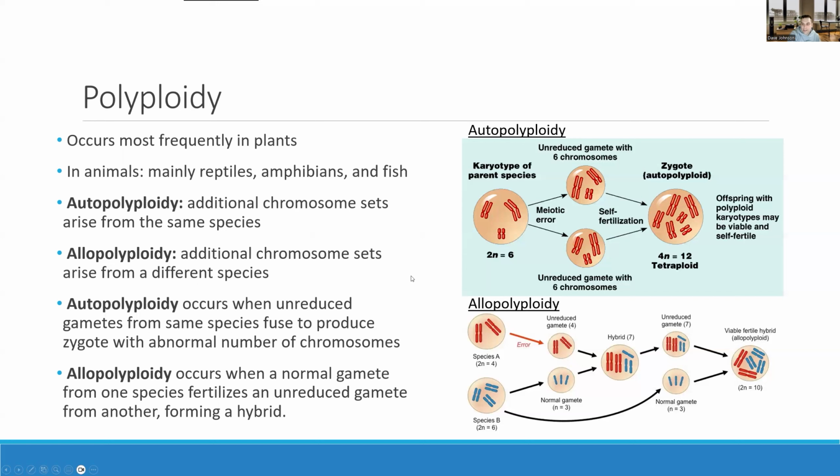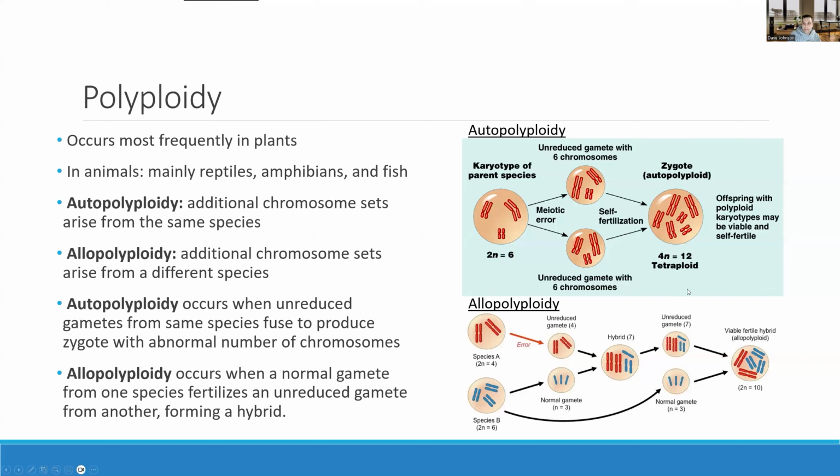So let's take a look at what this looks like. So here we have species A. Its diploid number is 4. So it has 2 pairs of chromosomes for a total of 4. Species B has a diploid number of 6. So it has 3 pairs of chromosomes. In this case, species B undergoes normal meiosis. It produces a gamete with 3 chromosomes, a haploid gamete. This particular species A has an error like we saw above. It doesn't reduce its gametes, so it now has a diploid gamete with 2 pairs or 4 chromosomes. But for whatever reason, when the sperm and the egg fertilize each other, they get this hybrid zygote with 7 chromosomes. Okay.